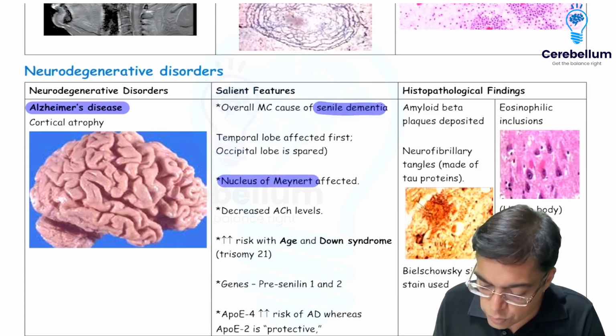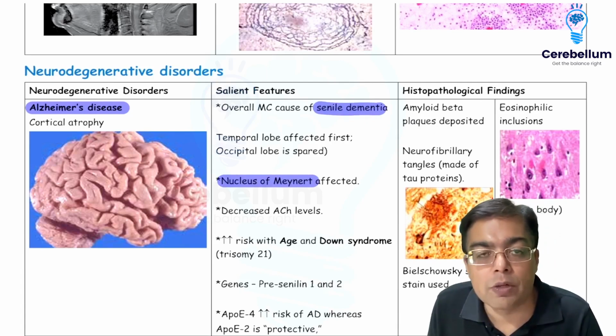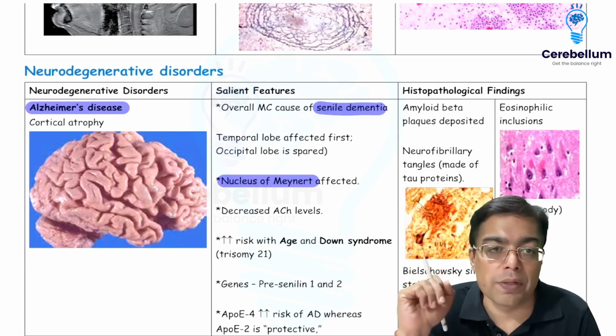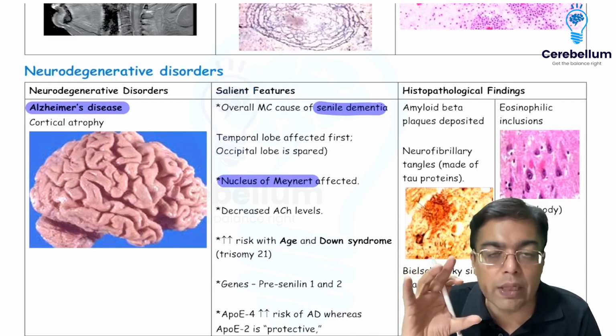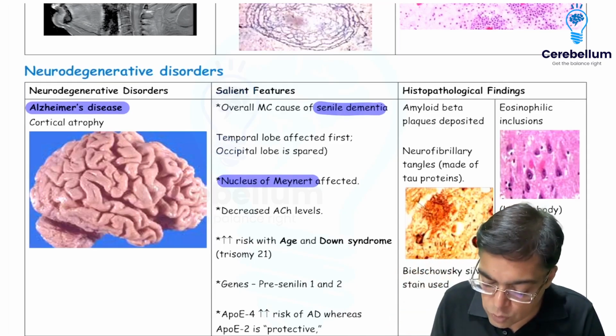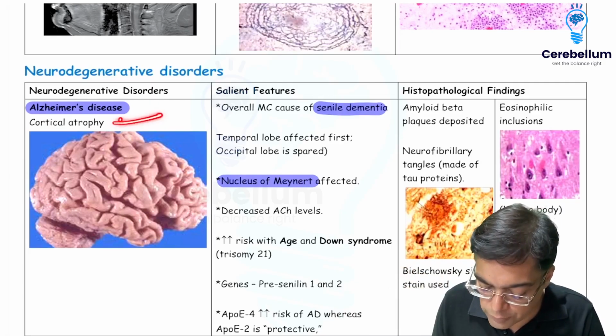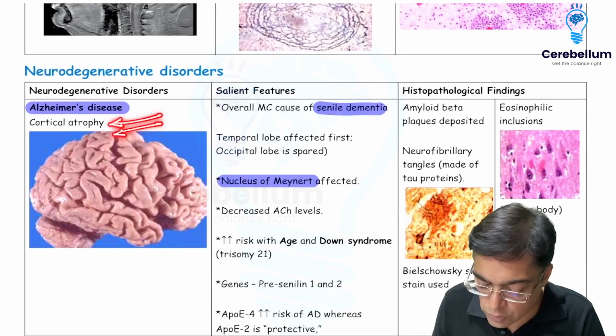This condition is going to be associated with a degeneration of the neurons, therefore responsible for causing lowering of the concentration of acetylcholine. Grossly, the brain of these patients is going to be showing you the presence of atrophy of the cortical region. So there is a cortical atrophy.